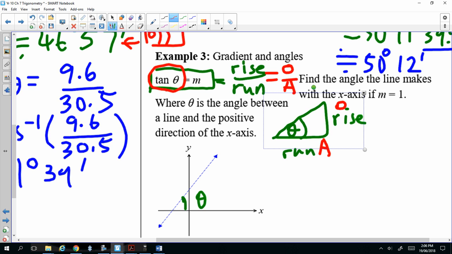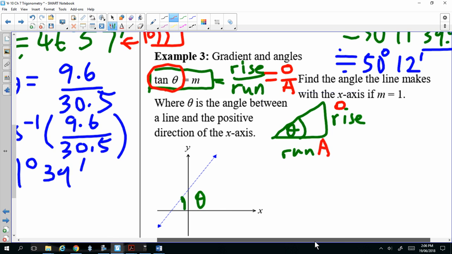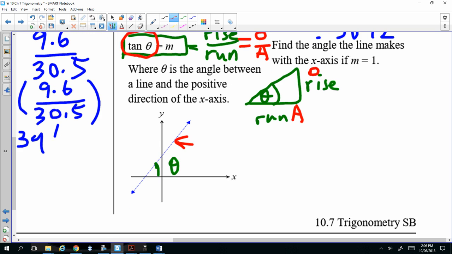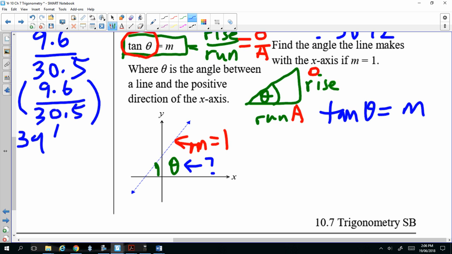Okay, so what we're going to do, we're going to do a question. So in this question, we're going to find the angle the line makes with the x-axis if the gradient is equal to 1. So this line has gradient equal to 1. So if the gradient is 1, how do we find the angle? So we'll just use the formula: tan theta equals the gradient. I want to find that angle. Now to find that angle, you just go tan theta equals 1.